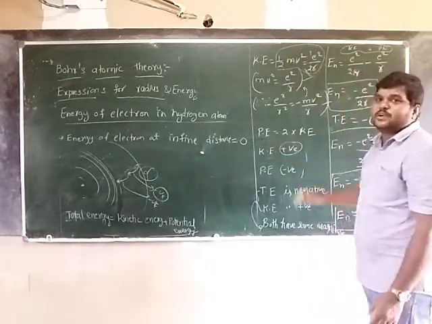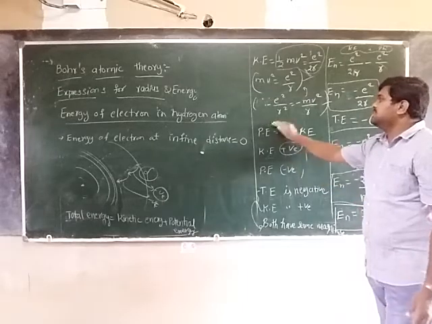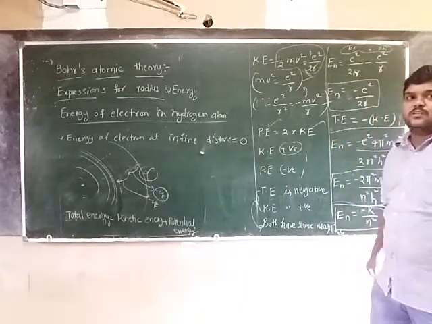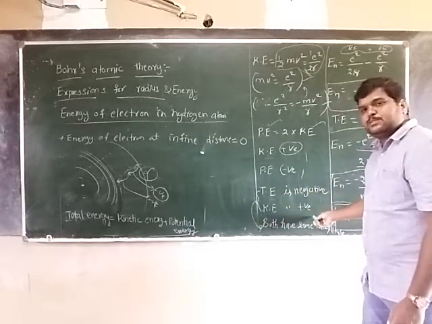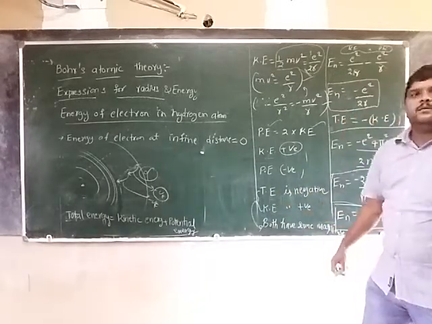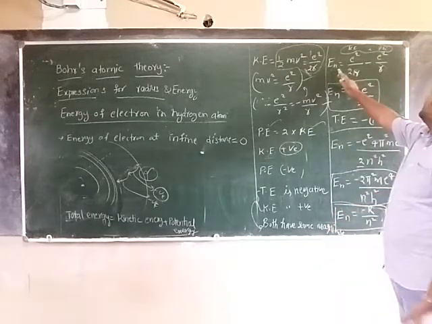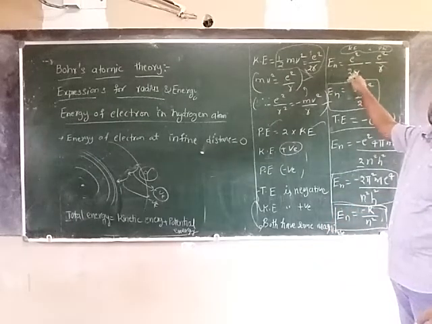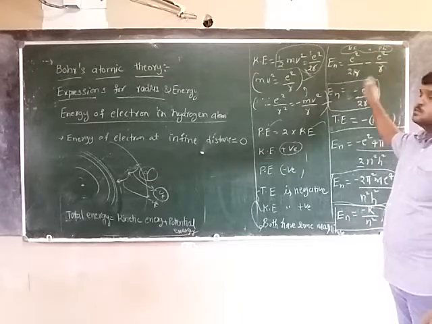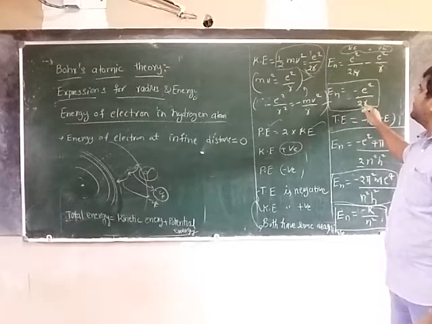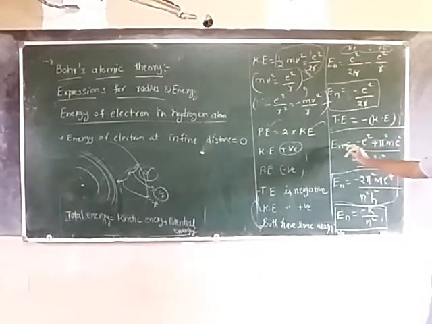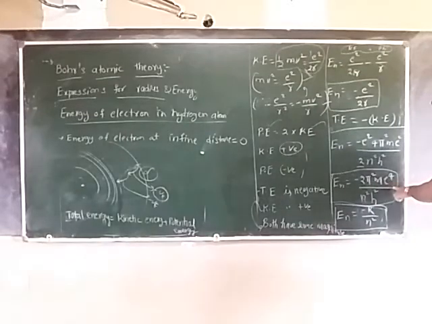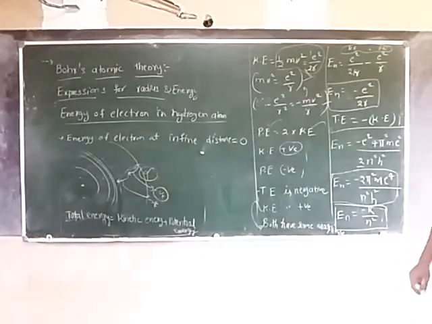Next, potential energy is twice the kinetic energy. Potential energy is always negative. Kinetic energy is always positive. So total energy is negative, kinetic energy is positive, and both have the same magnitude. Next, En is equal to e square by 2r minus e square by r. So substituting the value, we get minus e square by 2r. Total energy is equal to minus the kinetic energy. Now if you substitute the value, we are getting minus 2 pi square me4 by n square h square.